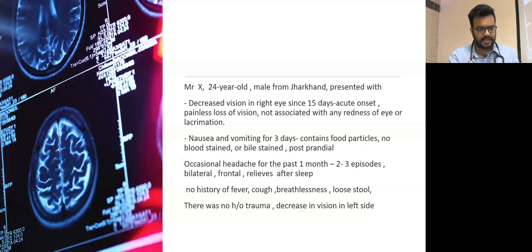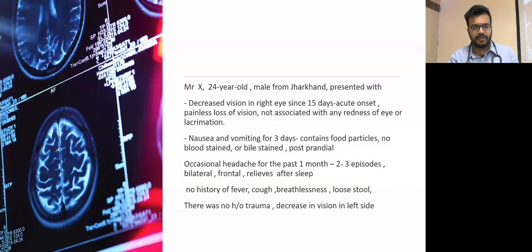There was occasional headache for the last 1 month, 2 to 3 episodes, bilateral, frontal, relieved after sleep. Each episode lasts for at least 6 hours, but there was no history of any projectile vomiting, no history of fever, cough, breathlessness, loose stools, no history of trauma, and no decreased vision on the left side.